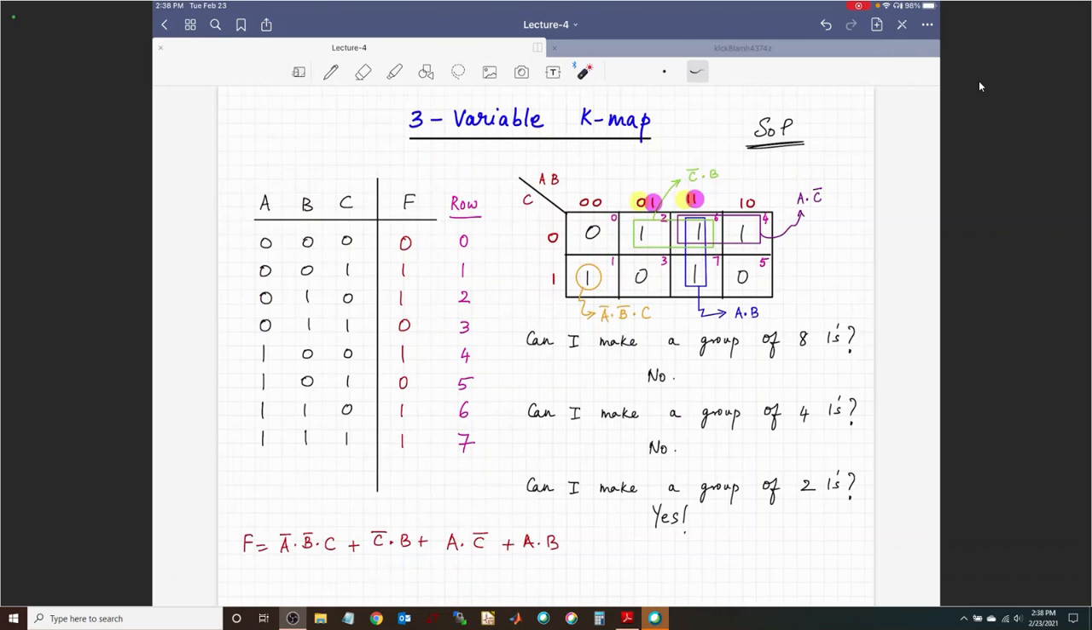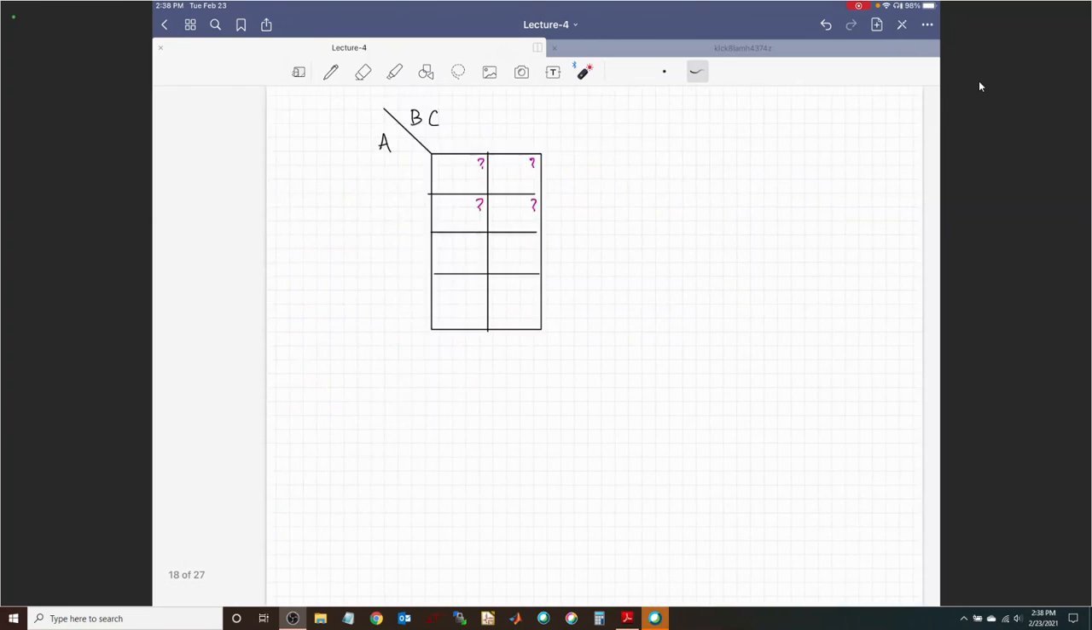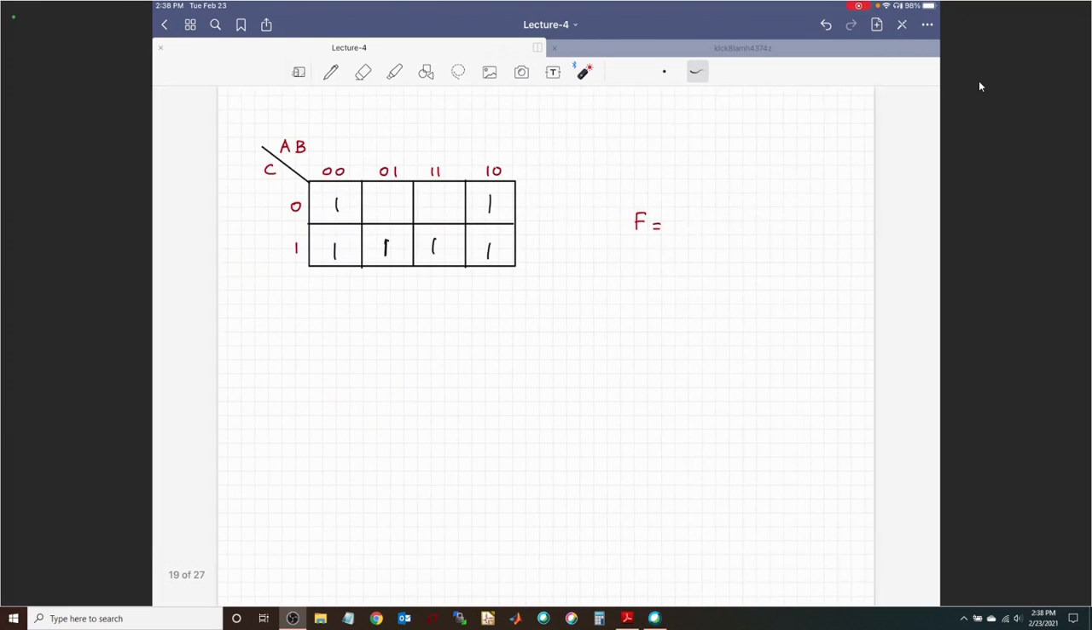All right, so let's see. We talked about that. Let's start with an example. Here we have another 3 variable K-map. We still have ABC as our input variables, and this is related to some logic output F. And I've already placed in the ones over here.